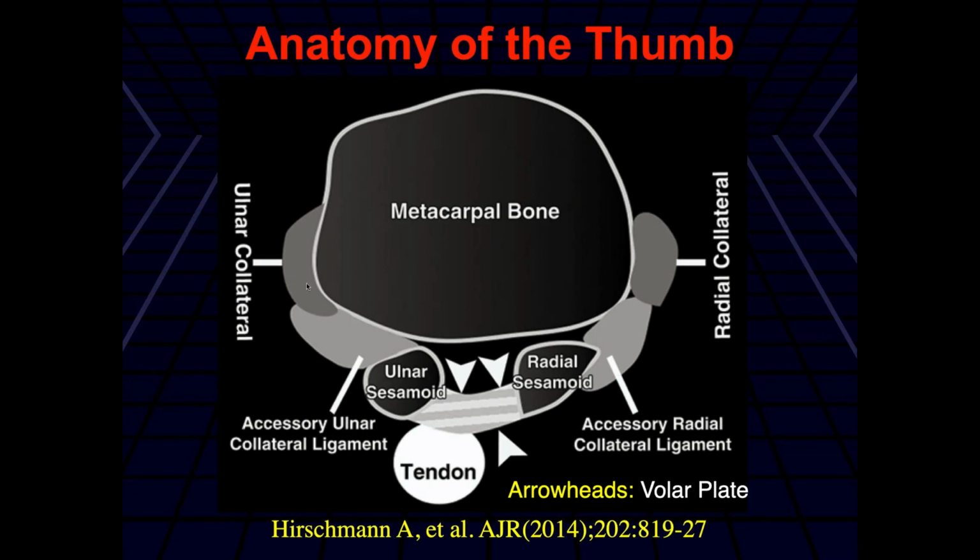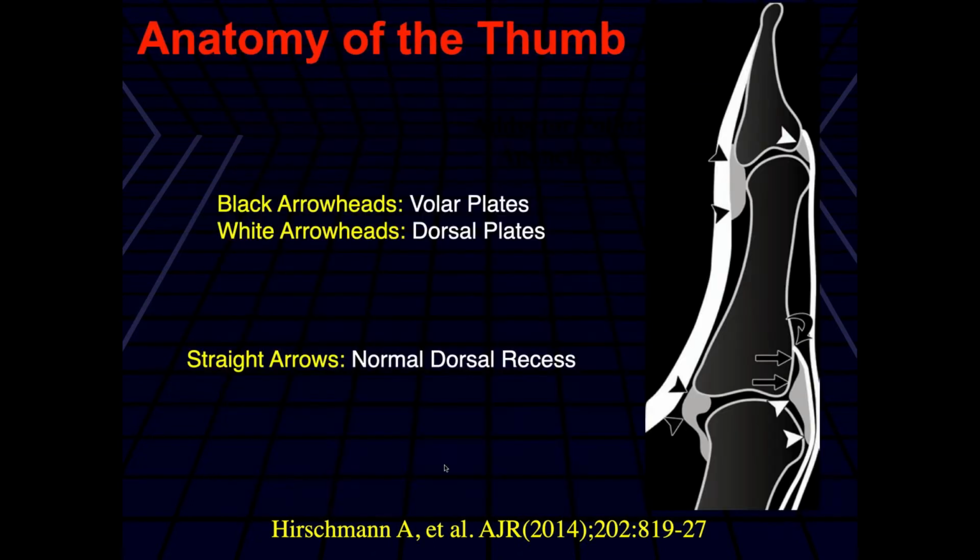So the ulnar collateral ligament over here, radial collateral ligament, and then here just the flexor tendon goes in through here with the sesamoid bones. And then also we have the dorsal anatomy, capsular anatomy and attachment, and the volar plate of the thumb as well, which can occasionally have a little ossicle in it, in the flexor and extensor tendons.